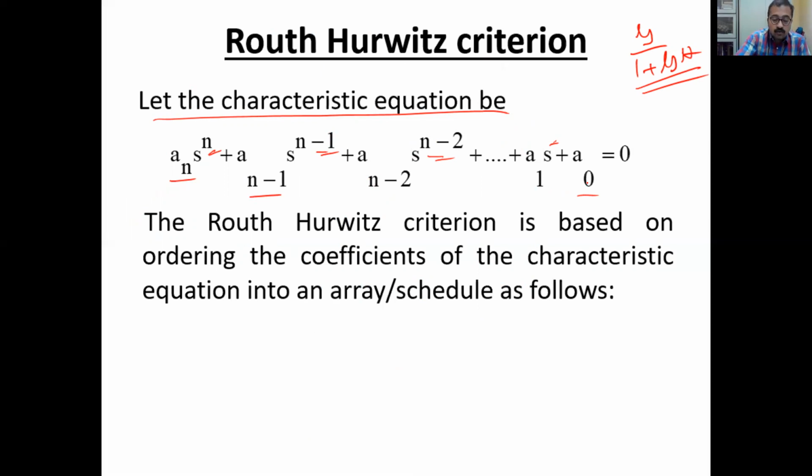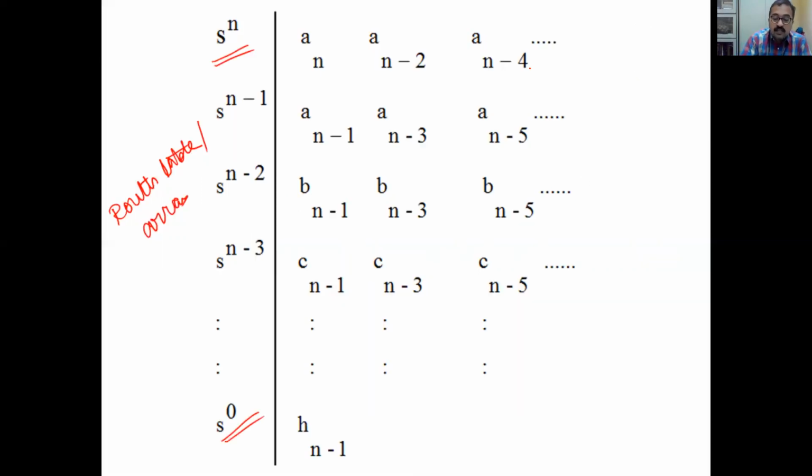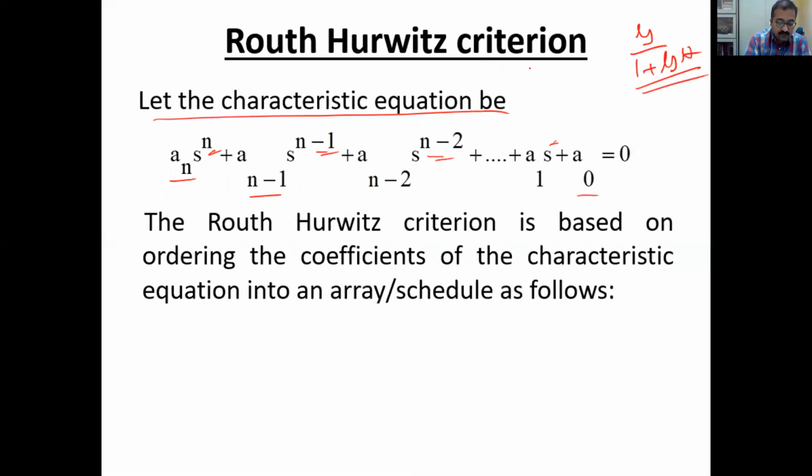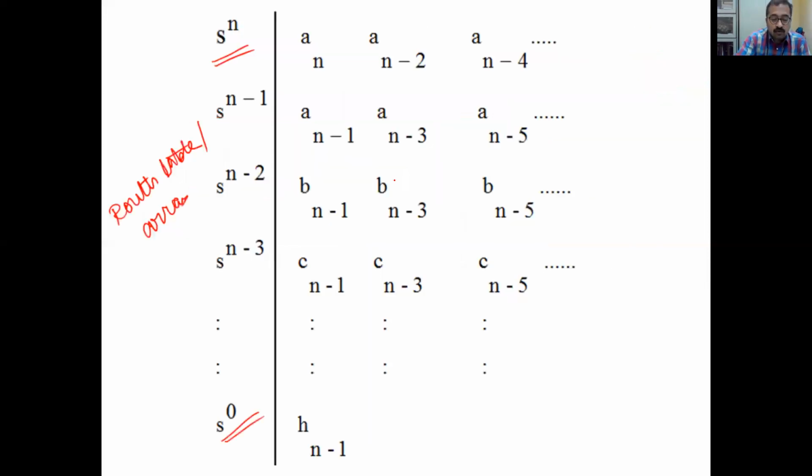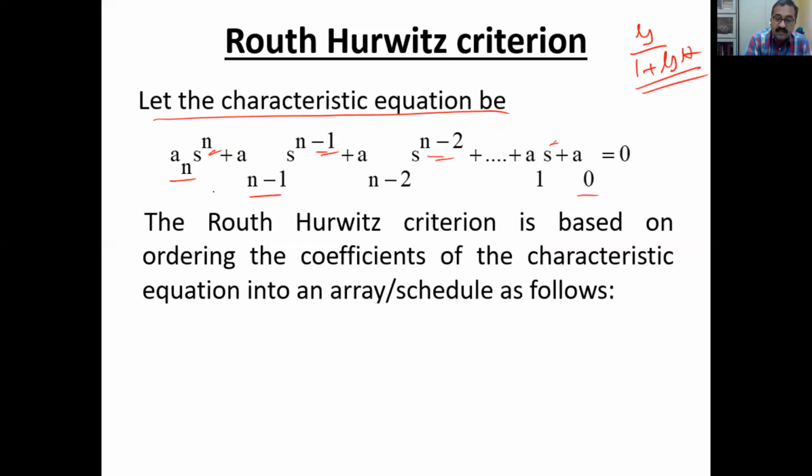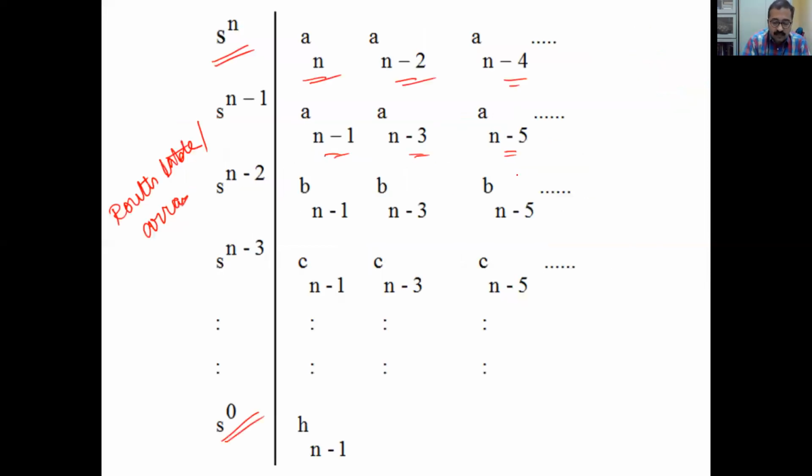So the first row is constituted by the alternate coefficients. That means an, then the next entry will be an minus 2, the next entry will be an minus 4, and so on. All the missing elements will constitute the second row: an minus 1, an minus 3, an minus 5. So the first row comprises the alternate coefficients, and the second row will be all the missing elements.